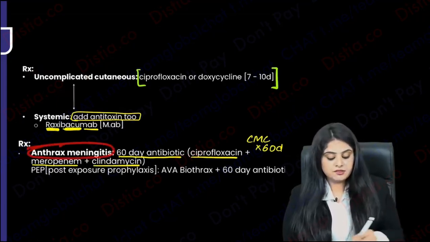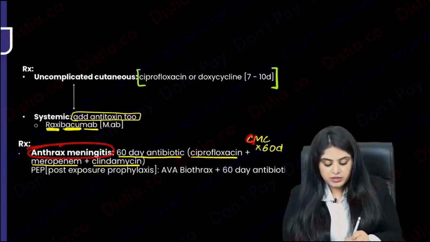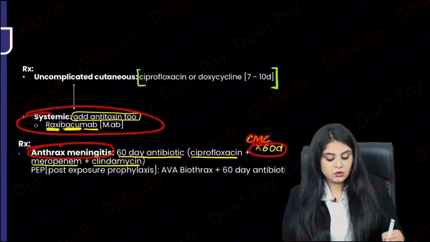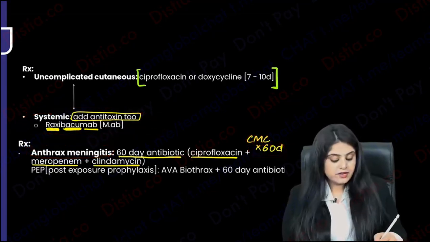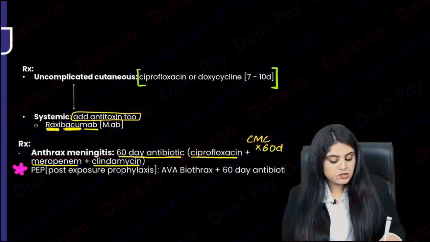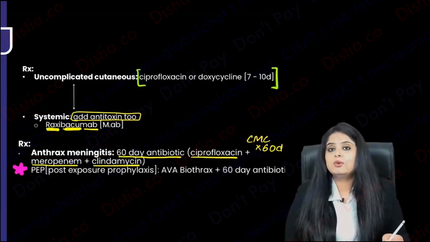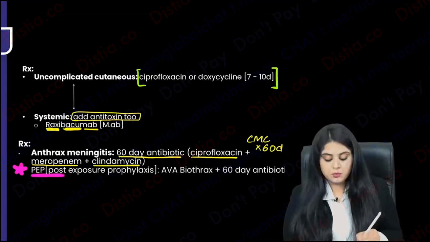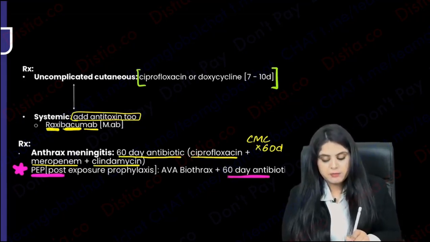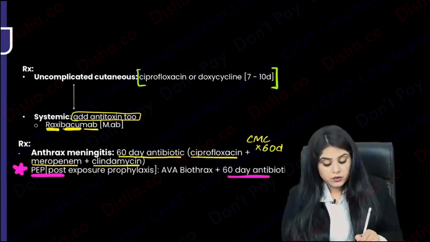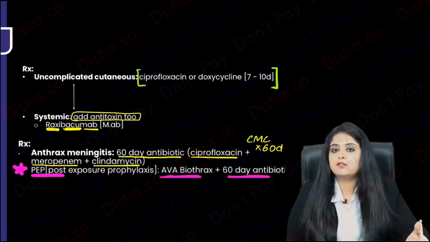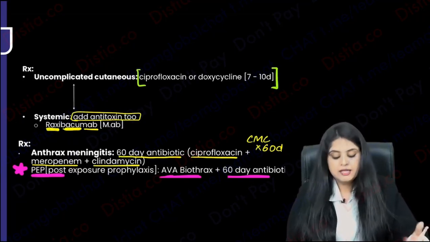But if it involves any systems, then it is ciprofloxacin with meropenem with clindamycin for 60 days, and you can add an antitoxin too. And the same thing you do for veterinary doctors, because this could be a situation you'll get very commonly in life. You could have a veterinary doctor coming to you for post-exposure prophylaxis. What will you do? You will not only give that CMC 60-day combination, you will also have to give that veterinary doctor a vaccine. So both things have to be done in order to protect him from anthrax.